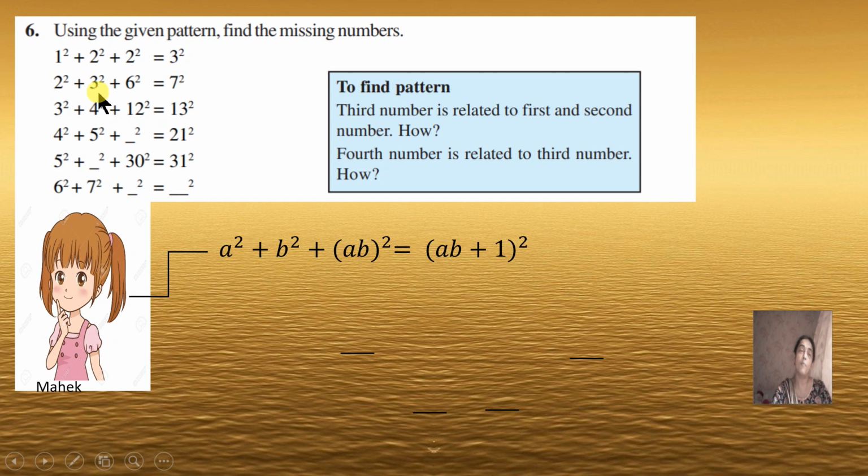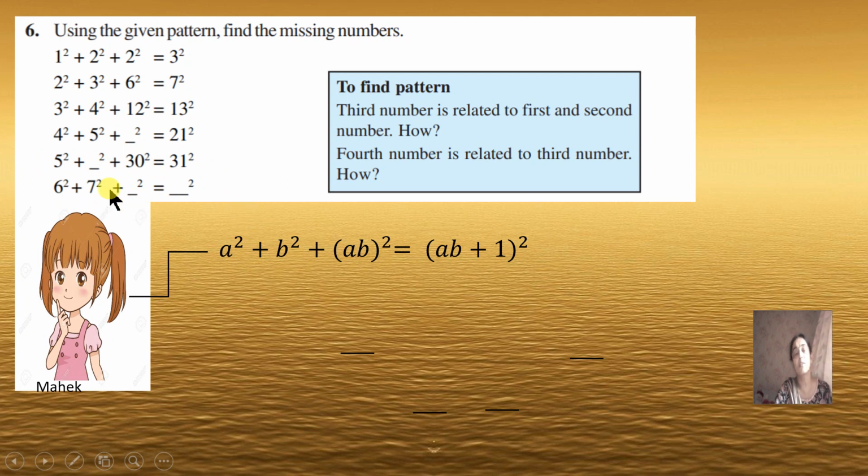2 square plus 3 square plus 6 square is equal to 7 square. Addition of all this is equal to the square of 7. 3 square plus 4 square plus 12 square is equal to 13 square. 4 square plus 5 square plus dash is equal to 21 square. And 5 square plus dash plus 30 square is equal to 31 square. And 6 square plus 7 square plus dash square is equal to dash square.